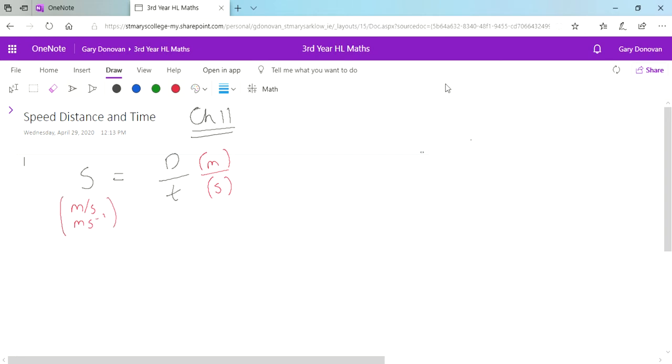So let's say something has a speed of 10 meters per second. What does that mean? It means that it travels 10 meters every second. So without even needing to rearrange this equation, if I asked you how far would it travel in 5 seconds? Well, if it travels 10 meters every second, in 5 seconds it would be 10 meters per second by 5. It would travel 50 meters.